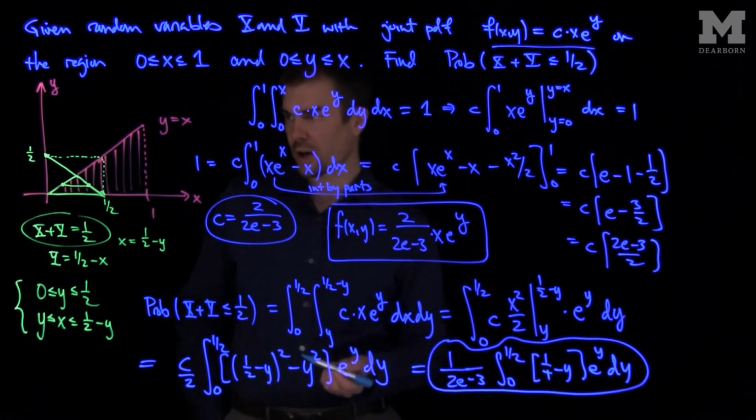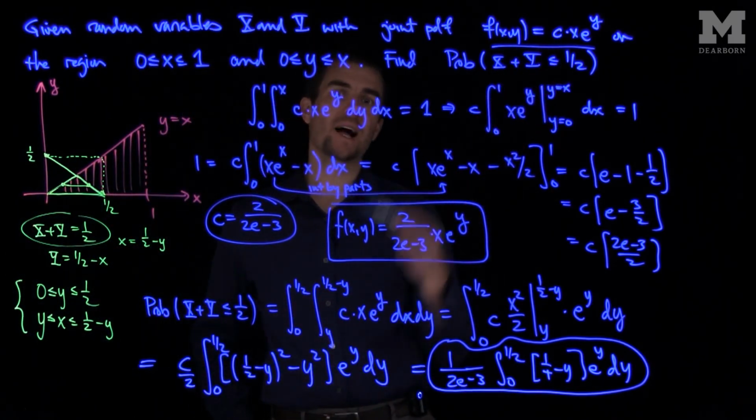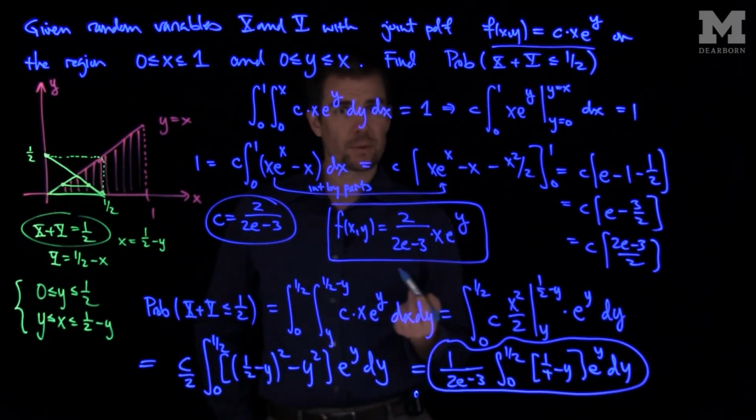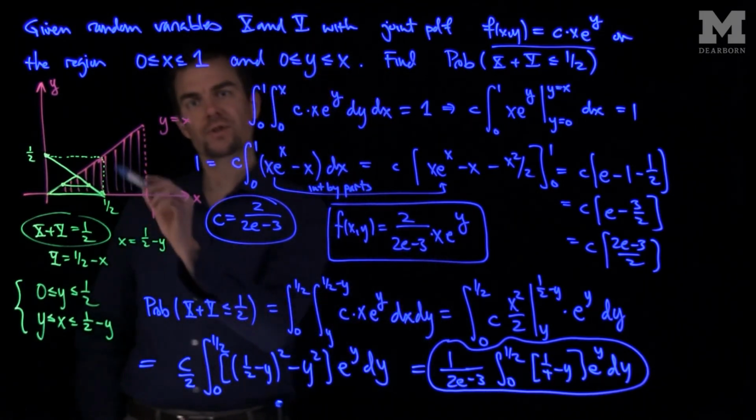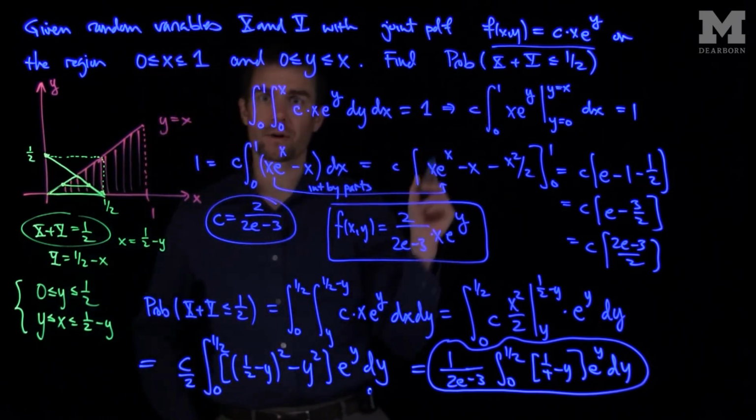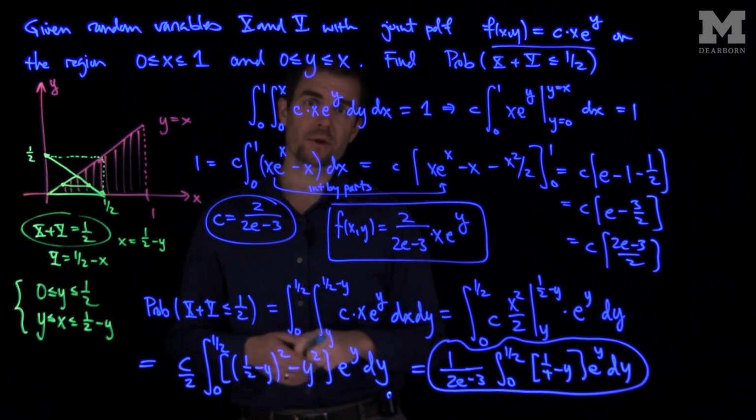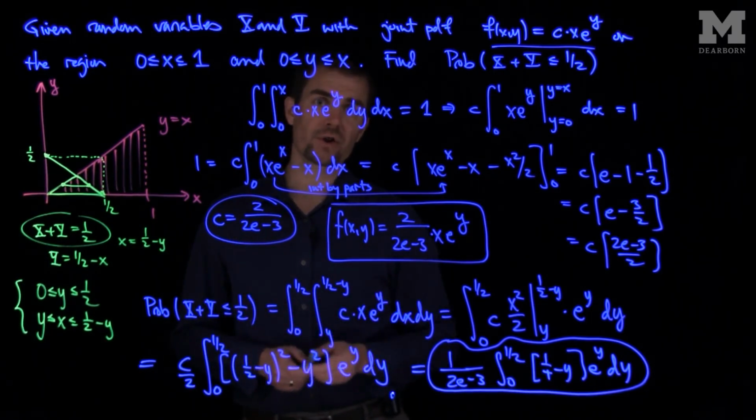But the important thing is to understand how this region is set up. So the first step in these problems is always to find the constant of proportionality to define what the PDF is. Then sketch the support of the probability density function, find the condition that you're after, and figure out where the condition you're after intersects the support of the probability density function. That will give you your region of integration.